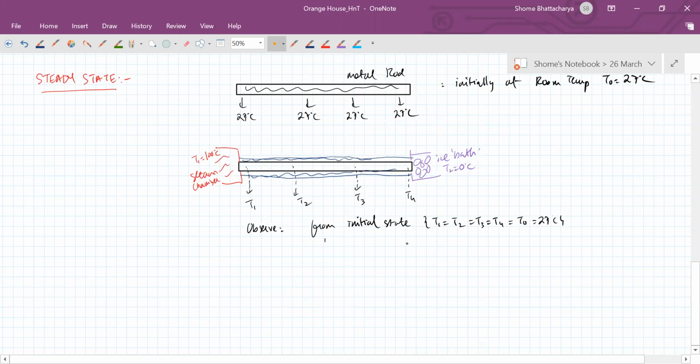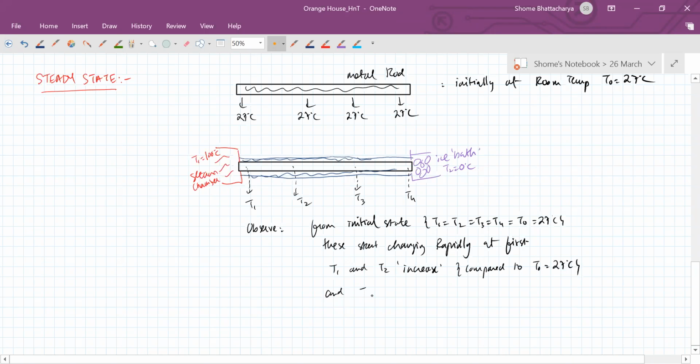These start changing rapidly at first. Okay, that is T1 and T2 increase compared to T0 is equal to 27 degrees C. Okay, and T3 and T4, because they are closer to the ice bath, decrease with respect to T0 equal to 27 degrees.